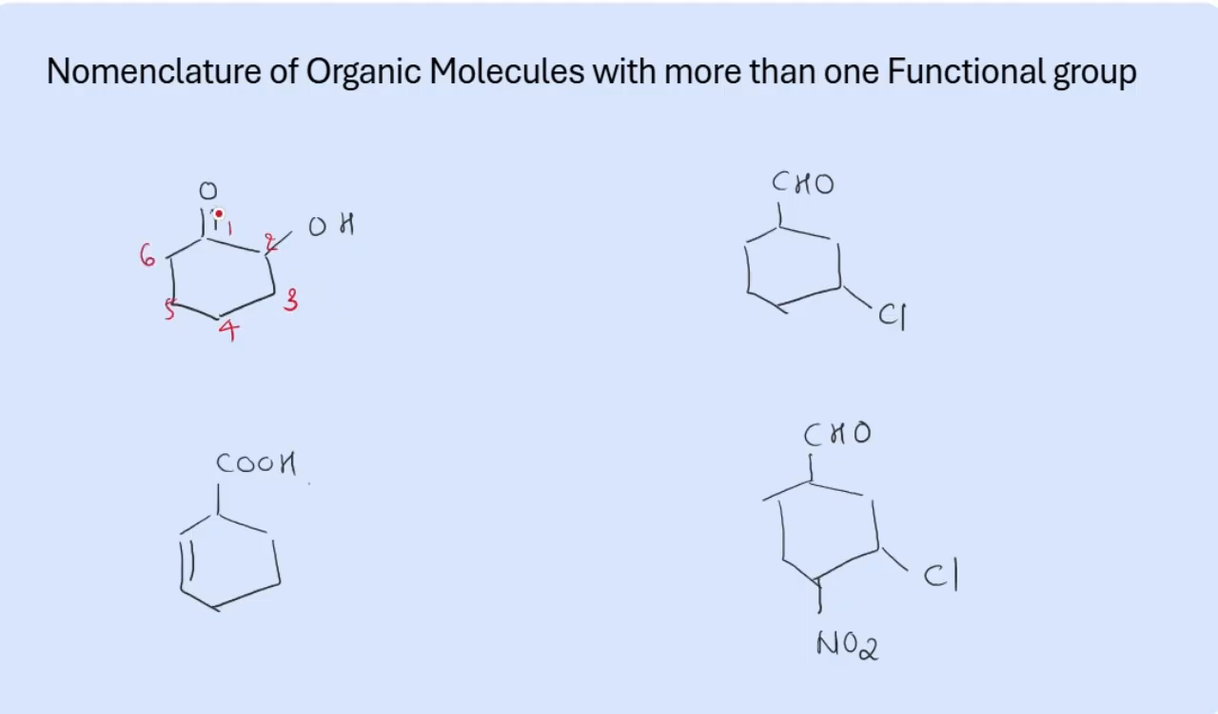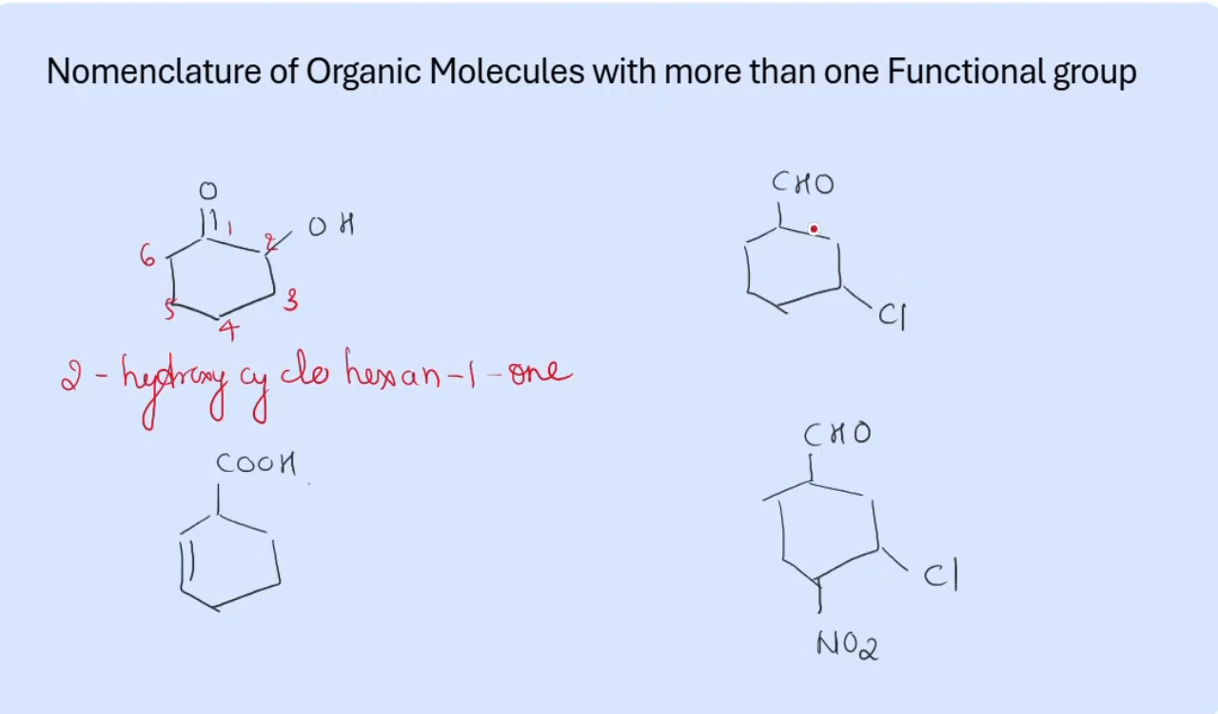Since it is a principal functional group, we call this the suffix and OH will become the prefix. So that means what? It's going to be 2-hydroxy. Don't forget the prefix cyclo, right? Cyclohexane 1-one, or 1-cyclohexanone, or simply cyclohexanone.